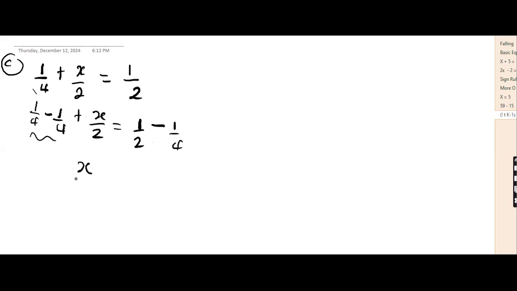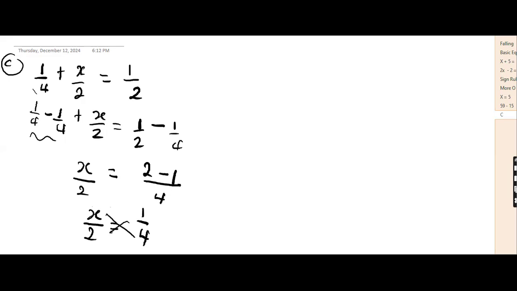So we have x over 2, and we want to take care of this 1 over 2 minus 1 over 4. Let's go back to our fractions. The LCM of 2 and 4 is 4. So 4 divided by 4 gives us 1, and 1 times 1 is 1. And 4 divided by 2 gives us 2, and 2 times 1 gives us 2. So we're subtracting. Now we're going to have x over 2 equal to 2 minus 1, which gives us 1 over 4.